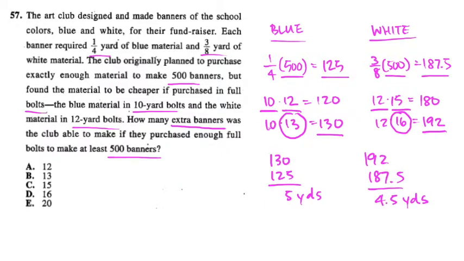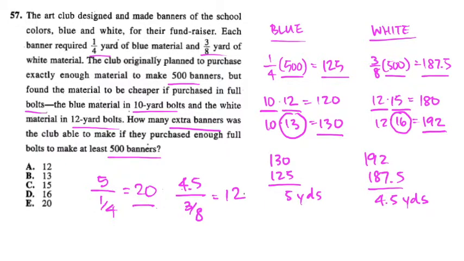With that remaining amount, we can divide the 5 yards of blue material by 1/4, because that's how much it takes for each banner, and we'll get 20. We can divide the 4.5 yards of white material by 3/8, and we'll get 12 banners. So how many extra banners are they able to make? Well, they can make 20 with the blue, but they can only make 12 with the white. So 12 will be our answer, A.